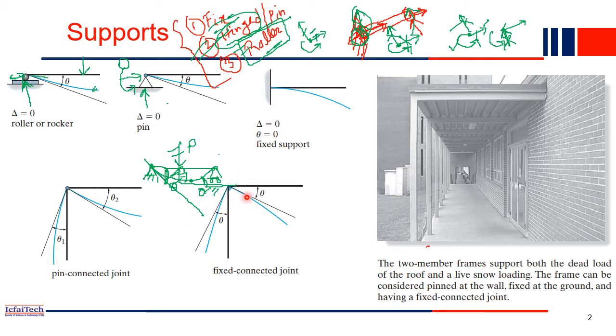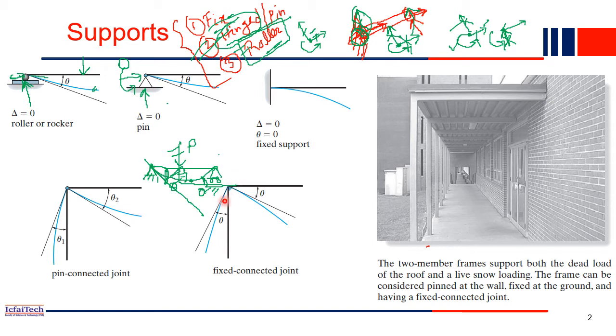If these two members are connected through a fixed joint, what does that mean? Basically you have welded this joint. If you consider this a steel bar and this a steel bar, and you connect both bars through welding, then we call this a fixed joint. Whereas if you connect both bars through a pin, then we call it a pin joint. So this is a pin joint, whereas if you connect it through a welded connection, then we call it a fixed joint.